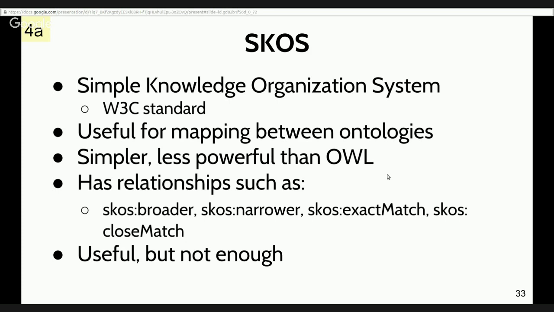And a vocabulary that's quite useful for expressing mappings between ontologies is known as SKOS, or Simple Knowledge Organization System. It's a W3C standard also. It is significantly simpler and less powerful than OWL, but it is in some ways easier to work with. And it has relationships defined in it such as broader and narrower and exact match and close match. So these are quite useful for expressing relationships between concepts in different vocabularies.